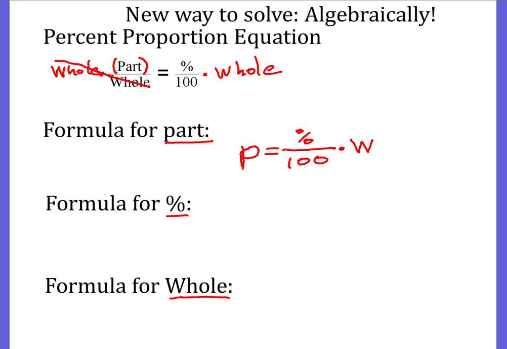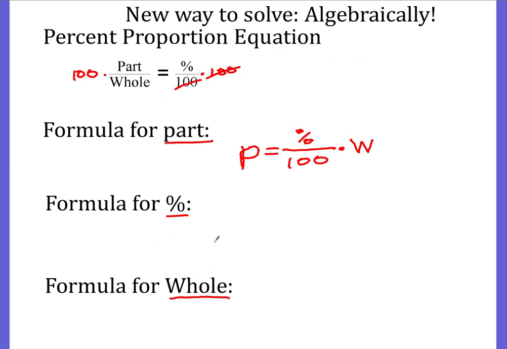Let me get my eraser tool real quick. Let's do the same exact thing, but let's find the percent. So the percent's being divided by 100. Let's multiply both sides by 100. So remember, whatever I do to the left-hand side, I've got to do to the right-hand side. 100 multiplied and divided cancels itself out, and I'm just left with a percent.